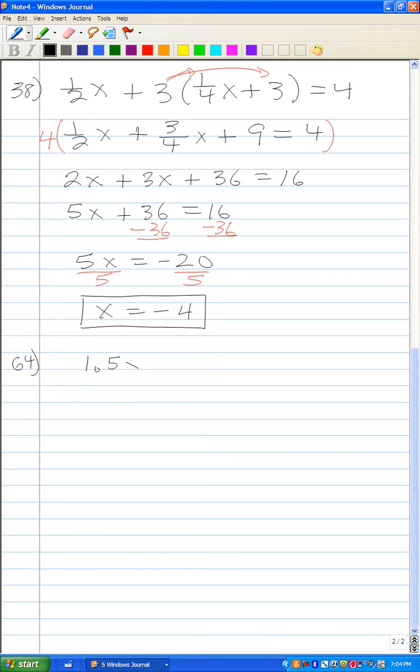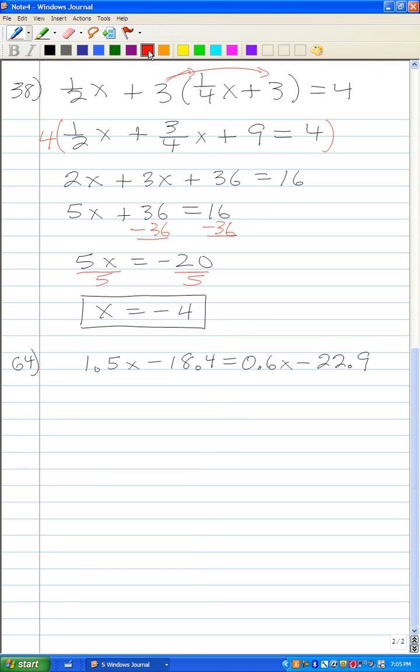1.5x minus 18.4 equals 0.6x minus 22.9. Either you can just deal with these decimals, or maybe I'll just get rid of the decimals.